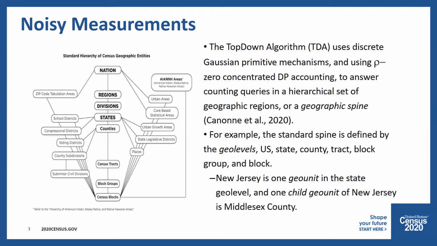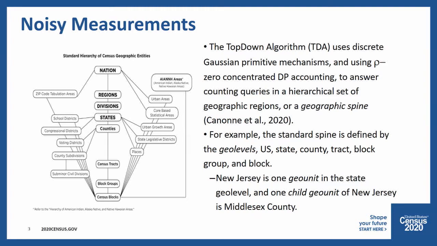Okay, so the top-down algorithm uses a discrete Gaussian mechanism to answer counting queries in a hierarchical set of geographic regions, or a geographic spine. So that's the definition of spine here. In this graphic on the left, we have a proper subset of these geo levels. In the middle is the standard census spine. I'm also defining geo level here in the second bullet point. So for example, the standard spine is defined by nation or US, and then state, county, and then on down, census tract, block group, and block.